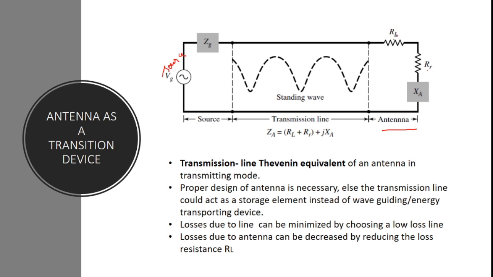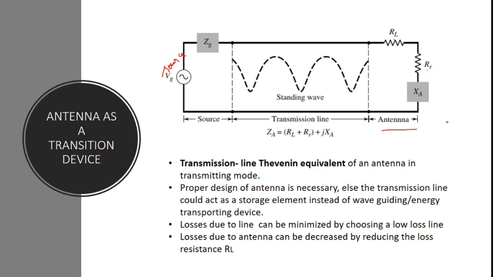RL stands for the loss resistance, because this transmission line can be a conductor, or it can be a dielectric, or it might be a combination of those two also. In those cases, definitely some losses will be present in your circuit. We cannot say that 100% conductance will be there. So for that, we represent RL, which is the loss resistance. RR stands for the radiation resistance, and this is a very important term as far as an antenna is concerned. The radiation resistance defines the amount of radiation that is produced by the antenna.